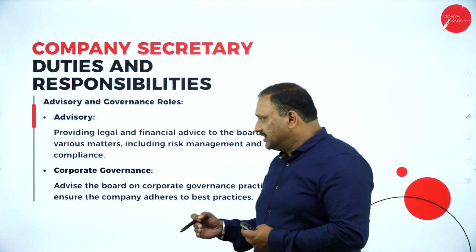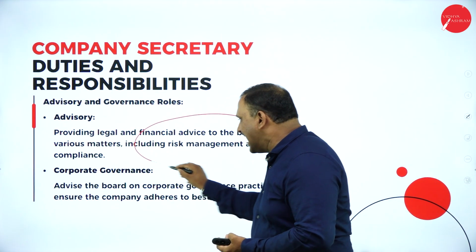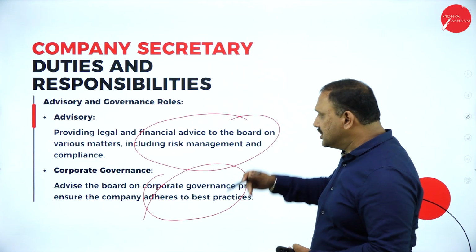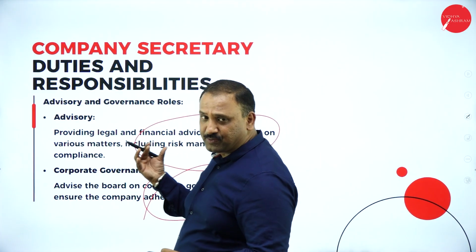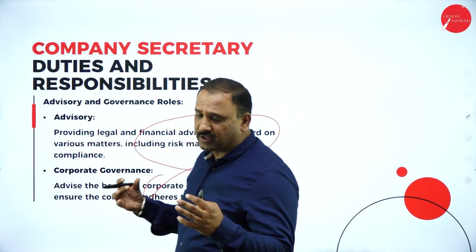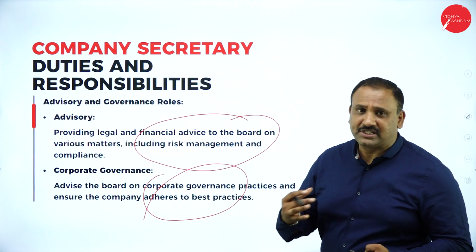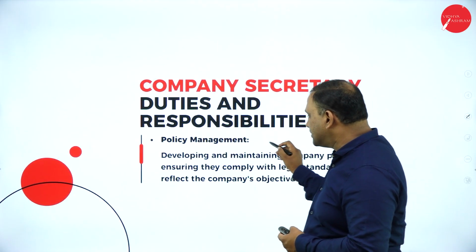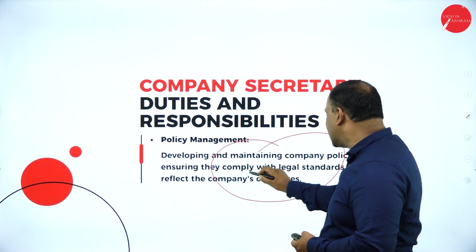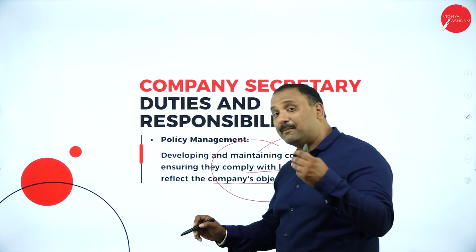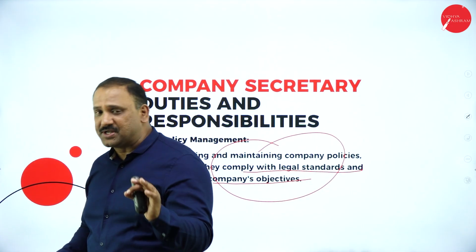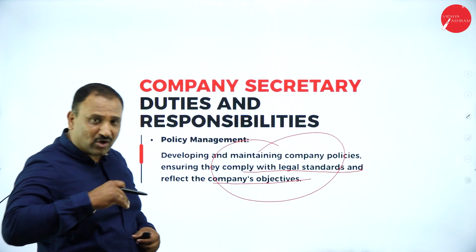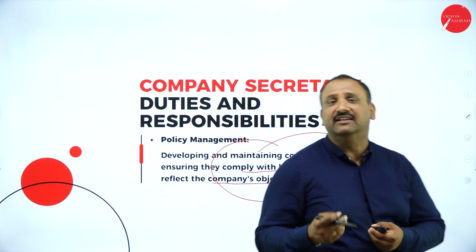Now, the advisory and governance roles: providing advice on various legal and financial matters, and also on corporate governance, what are the best practices that need to be followed so that the organization is able to come up in the best way. All these things are mandatory today for a company secretary, to be in the best role and guide the company throughout its life. Now, the other thing is policy management: developing and maintaining company policies so that they comply with legal standards and reflect the company's objectives. Whenever a company develops a policy, it has to be in compliance with the company's objectives and legal standards, and you cannot go outside the book to do something illegal in nature.